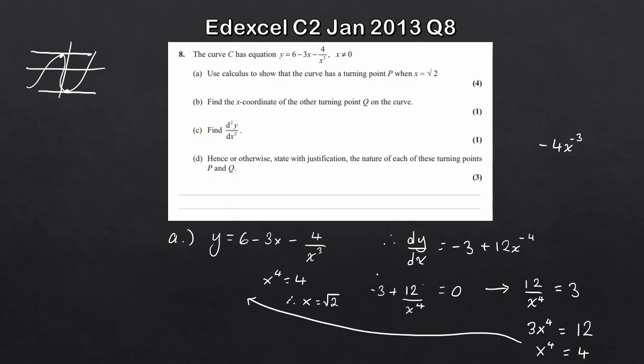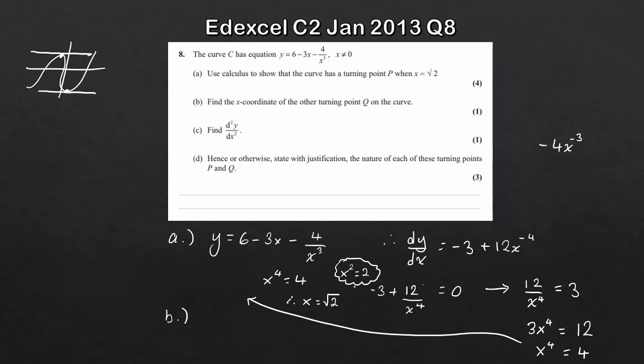Part B is a bit of a follow-up from this, so we'll do it together as well. It says find the x-coordinate of the other turning point Q on the curve. Now use the marks as a guide. This is still quite a common question that they'll ask you. With it being only one mark, you should expect that there's not much work, and really the answer should be jumping out at you. And the reason the answer jumps out at you is due to this part here. When you've got this power of 4, we square rooted it, so the square root of 4 is 2. So what I essentially had then was x squared is equal to 2.